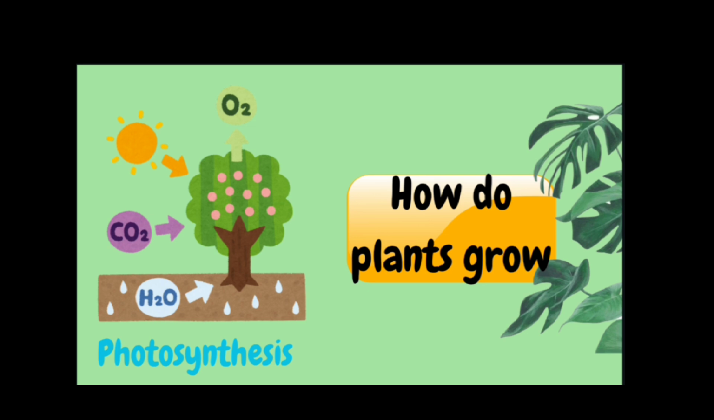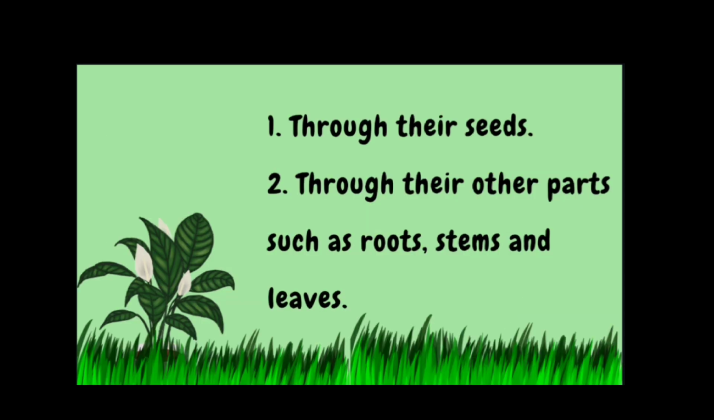How do plants grow? As we know, plants are a very important part of our lives. Without plants, we cannot survive on the earth. Plants give us oxygen and take in carbon dioxide during photosynthesis. We get food and many other products from plants. One of the characteristics of all living things is that they grow.